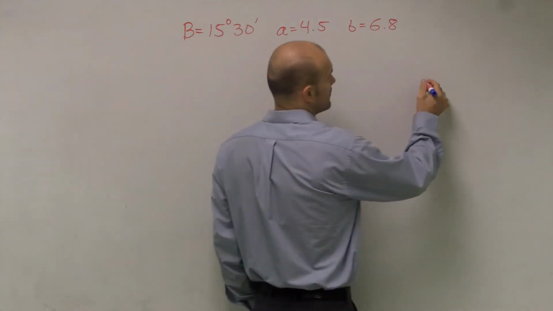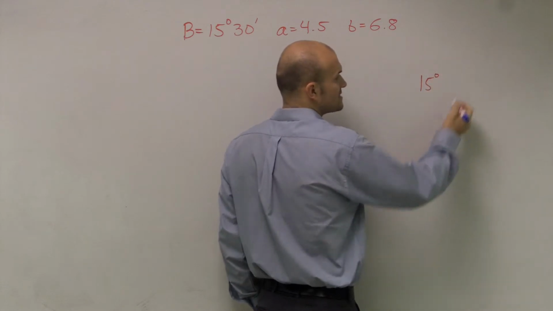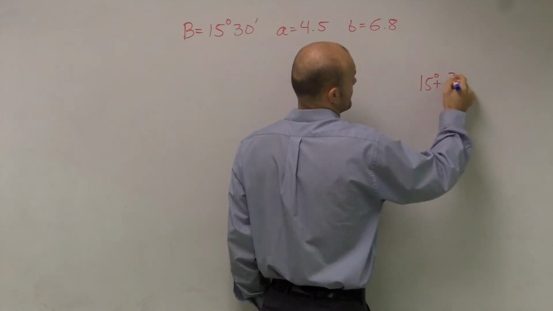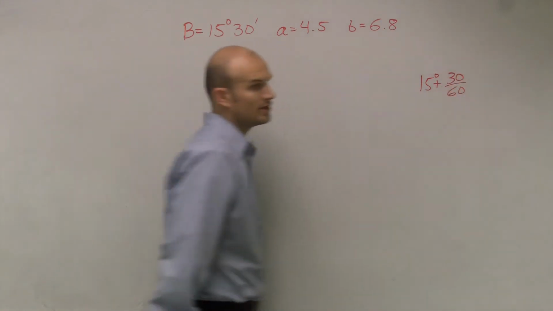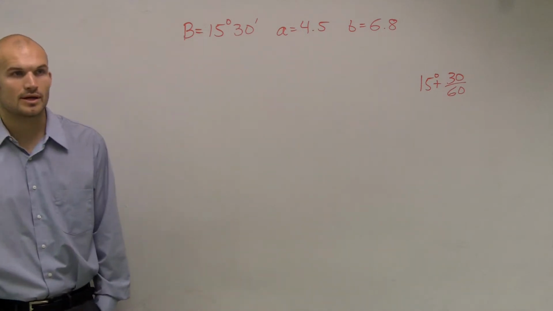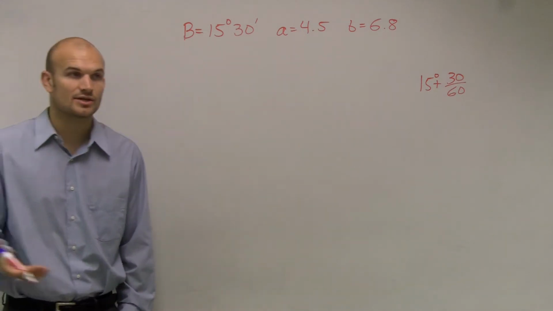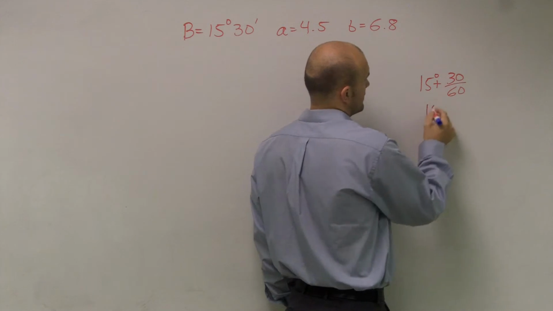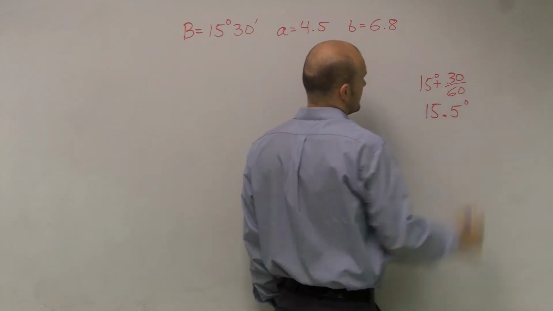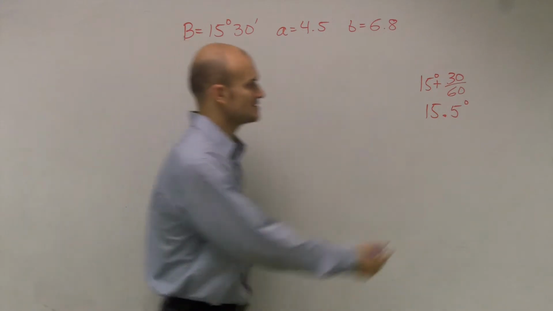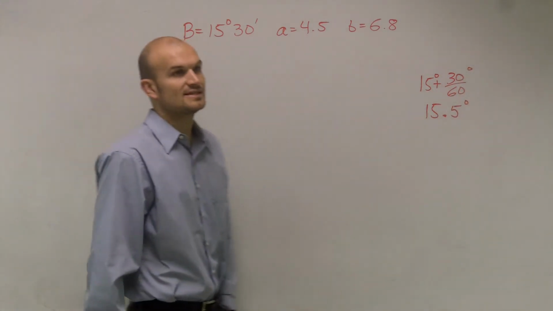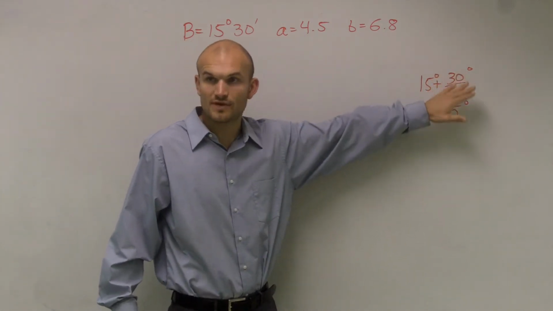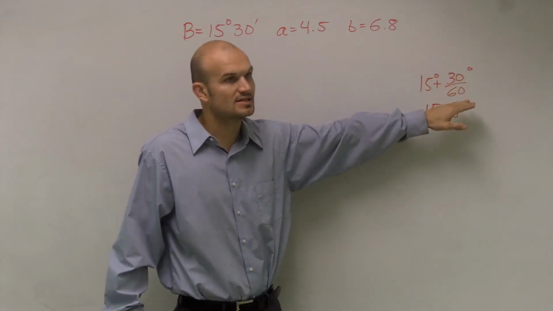One thing to remember: when we have degrees and minutes, that 15 degrees is going to be plus 30 over 60 minutes. If we had seconds, that would be over 3,600 seconds. When you do 30 over 60, you get 1/2, which is 0.5. So my decimal is going to be 15.5 degrees, since it takes 60 minutes to make 1 degree, and you have 30 out of the 60. Make sense? If you have minutes, just put them over 60 and add.